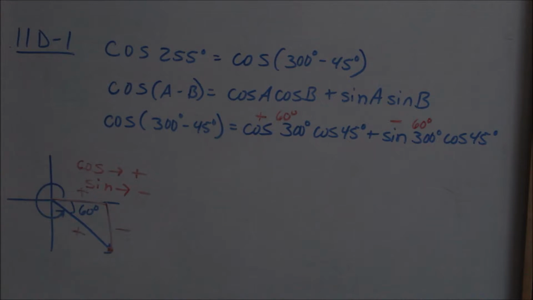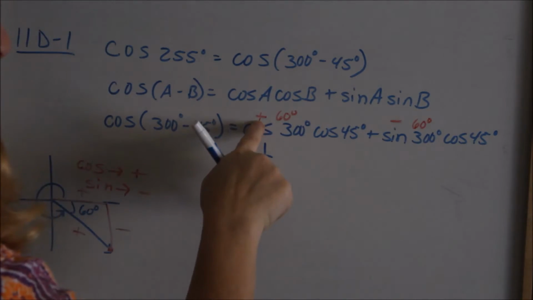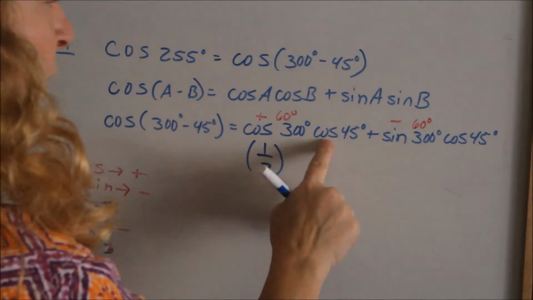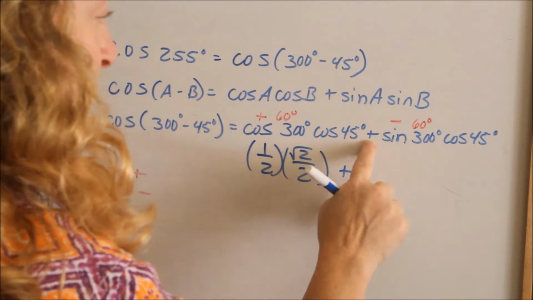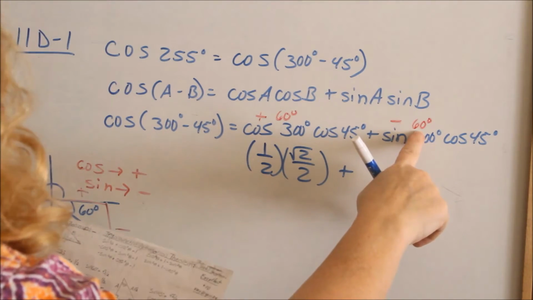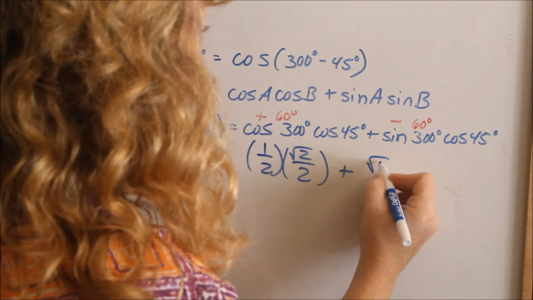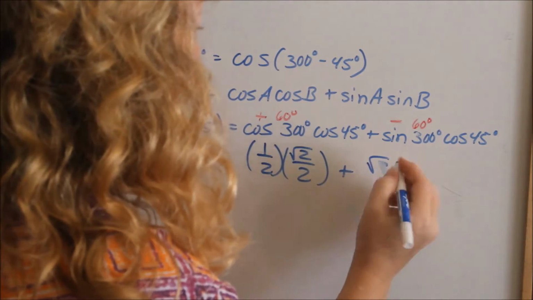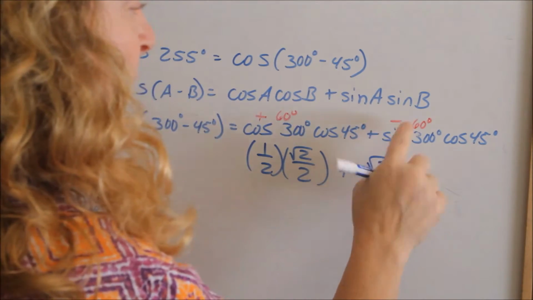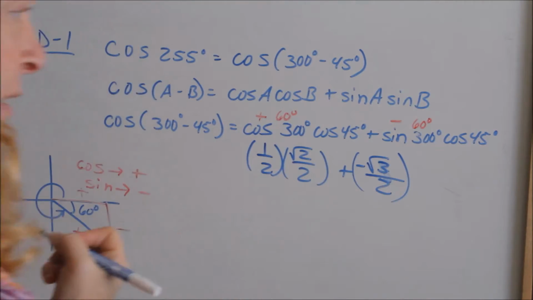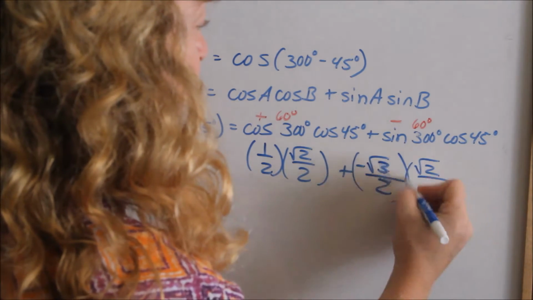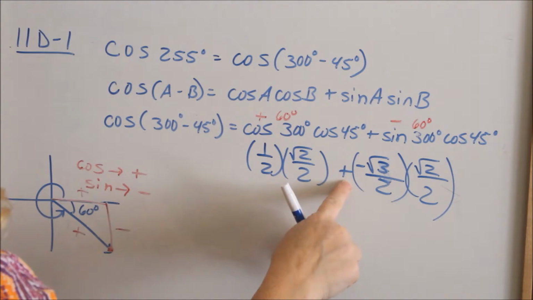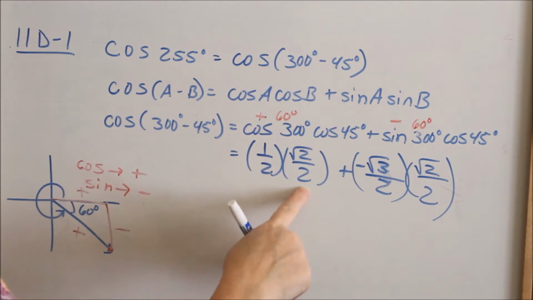So, cosine of 300. Reference angle is 60, so I can look at cosine of 60, 1/2, and we said it was positive, so that's a positive number, times cosine of 45 degrees, square root of 2 over 2, plus sine of 300, my reference angle is 60, so I can look at sine of 60, square root of 3 over 2, and we said it was a negative number, so that's negative. I'm going to put it in parentheses to keep track of that negative, times cosine of 45 degrees, square root of 2 over 2. Multiplication before you do your addition. Order of operations says to do multiplication first.